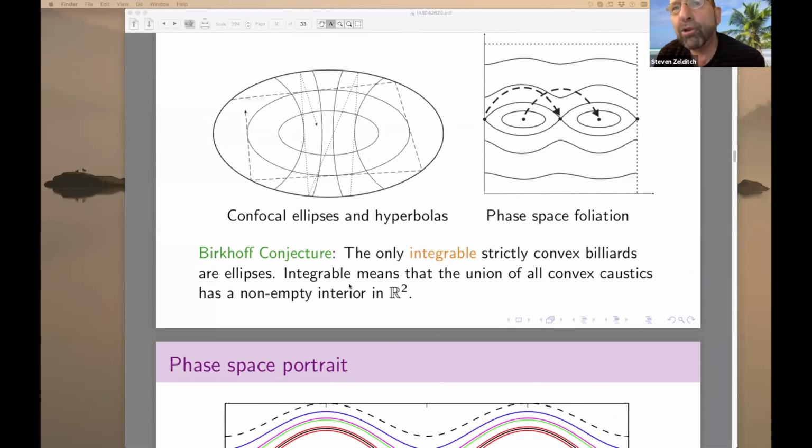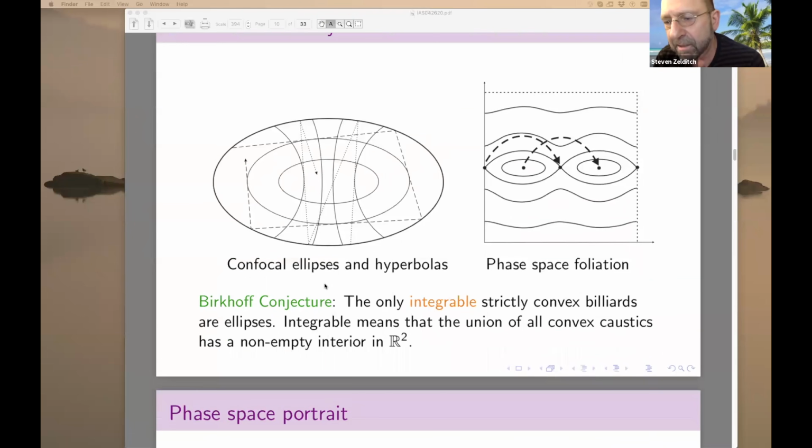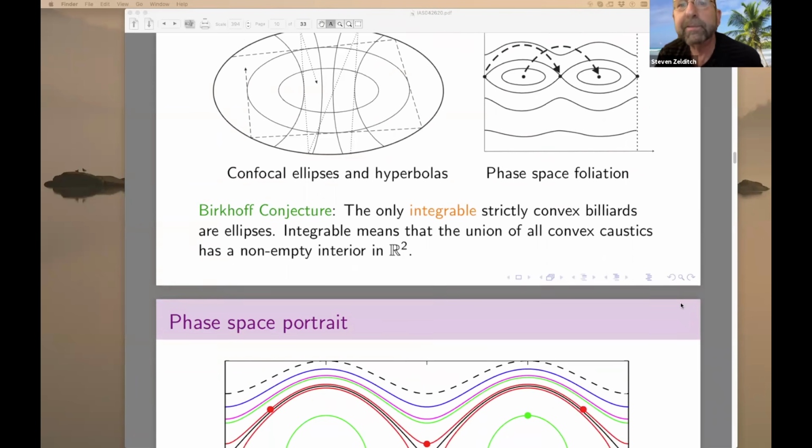However, Kozlov, for example, uses this definition of integrable, that the convex caustics have a non-empty interior. Okay. Lazutkin proved that for any convex billiard table, there's a KAM positive measure Cantor set of caustics near the boundary. So it's hard to believe caustics even exist in general, but they do.